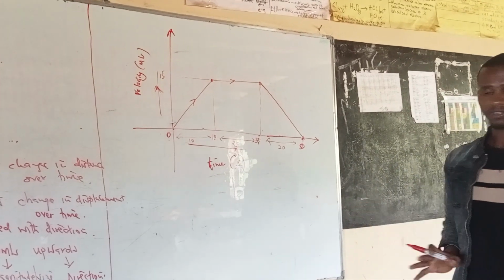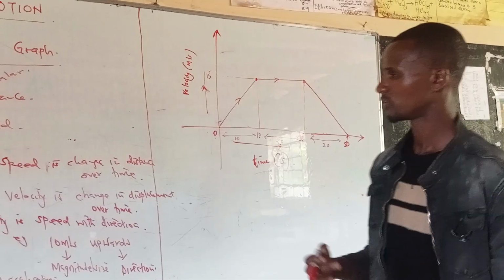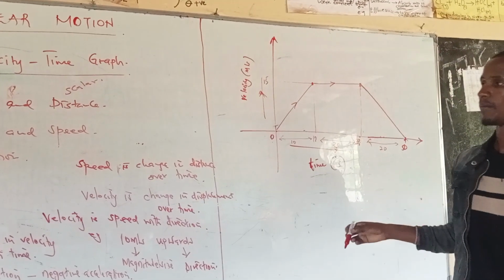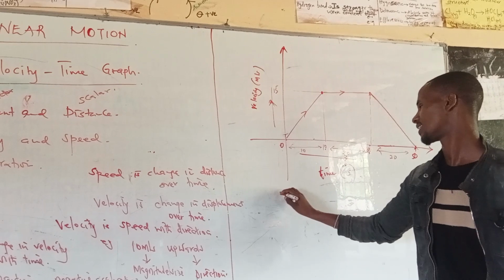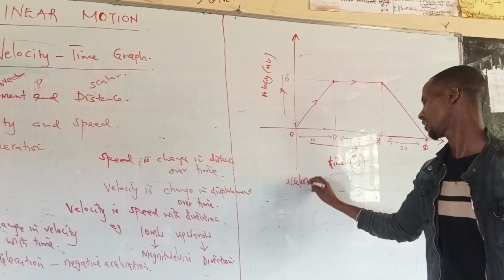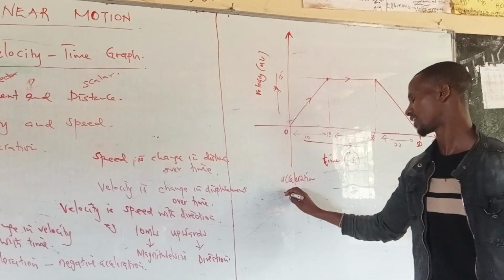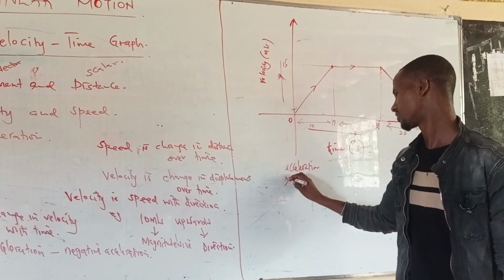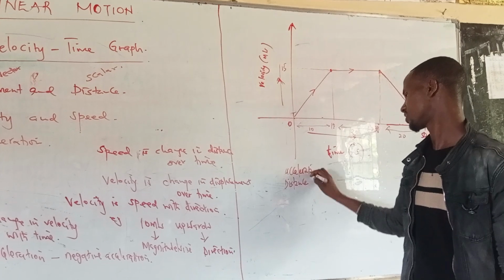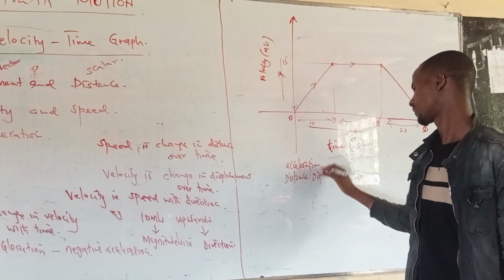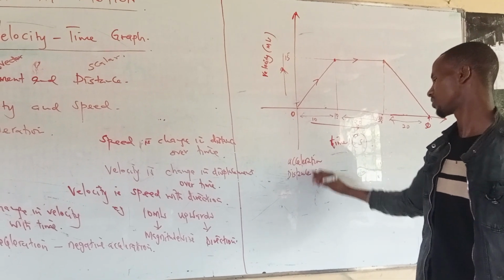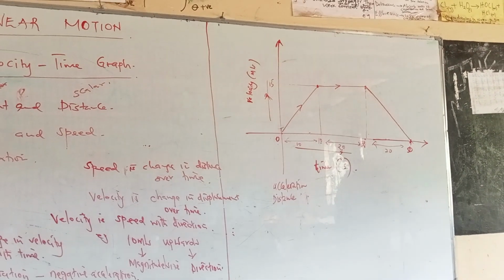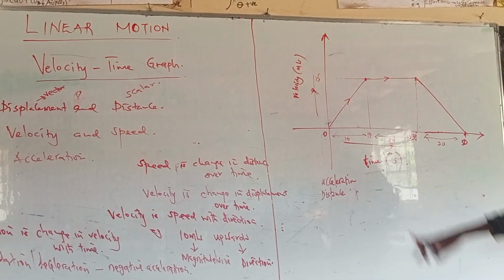So in this diagram now, what we have here is velocity and time, but we can get acceleration, and also we can get distance or displacement. We can get distance here because we don't have to show the direction. But now, how do we get acceleration?